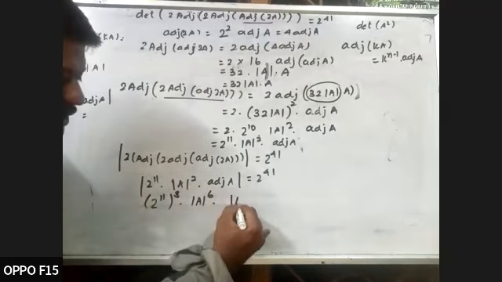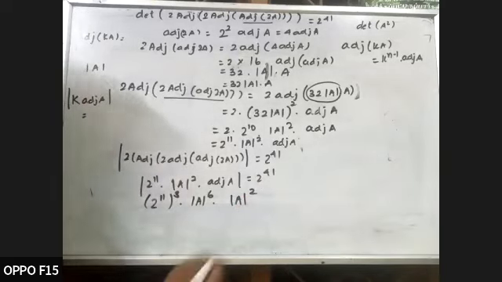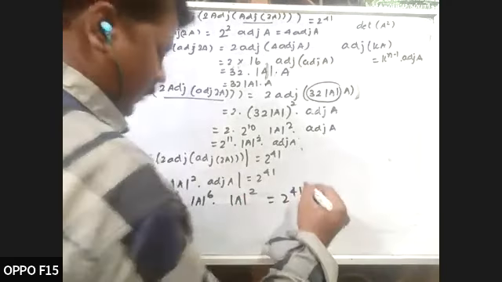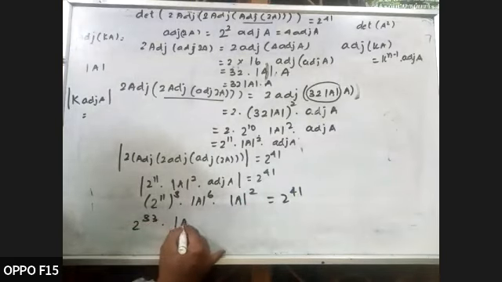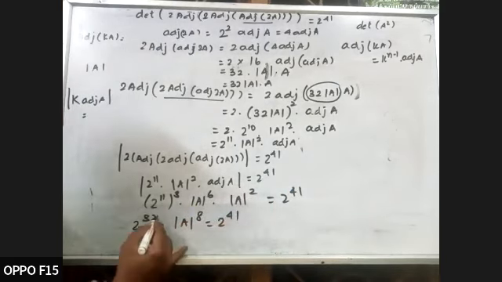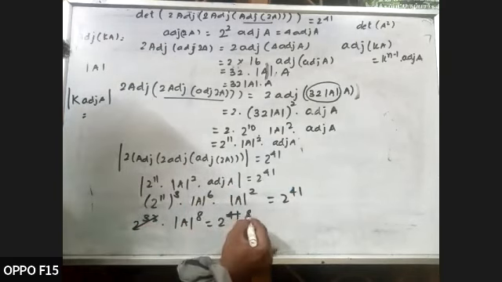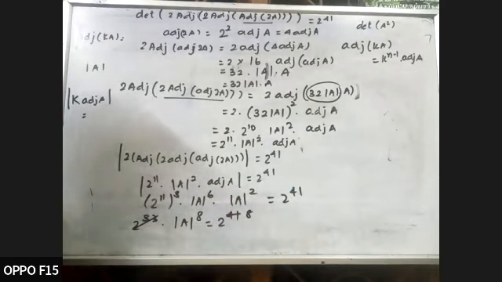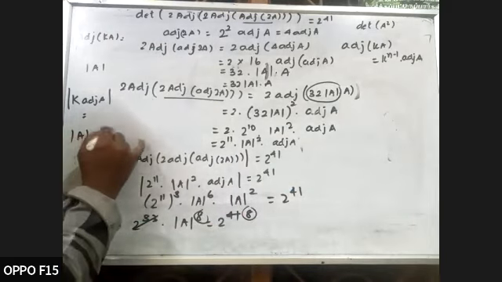Its value I can say is determinant of A power n minus 1, which is equals to determinant of A square, which is equals to 2 power 14. If you do this, you get 2 power 33 into determinant of A power 6 plus 2 power 8, 2 power 41. If you subtract these two, 41 minus 33 is 8. Our determinant of A equals 2 power 8. Powers are same. Our determinant of A value is 2.